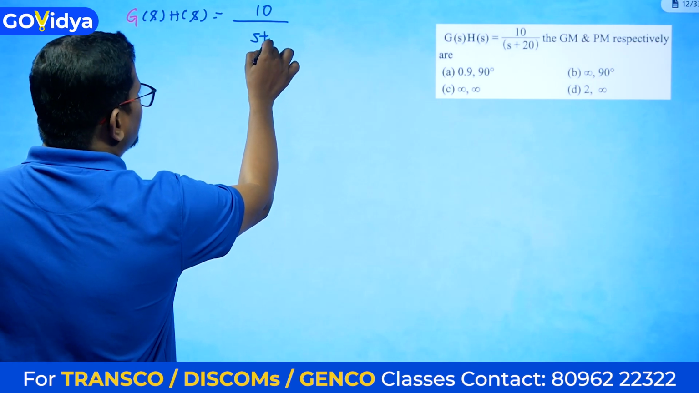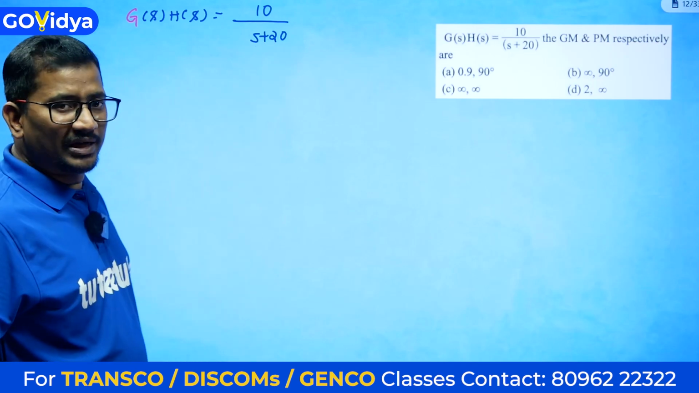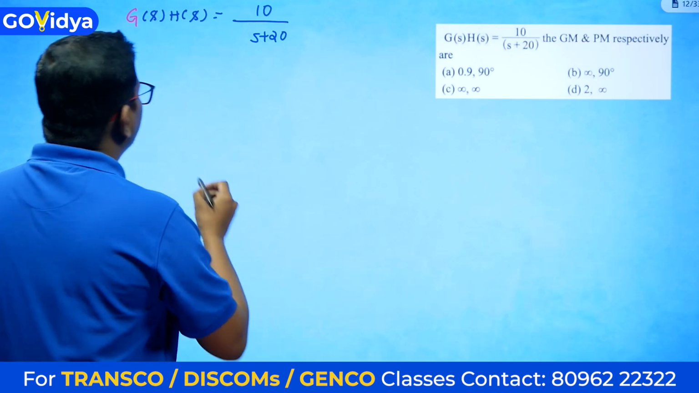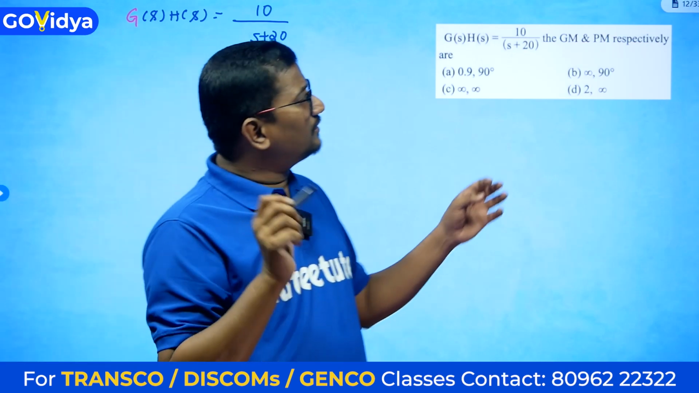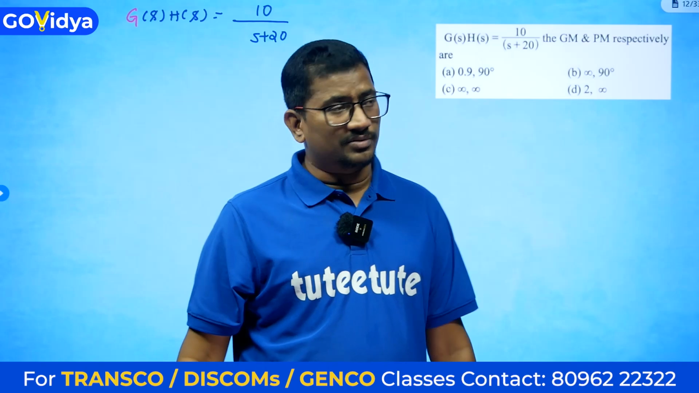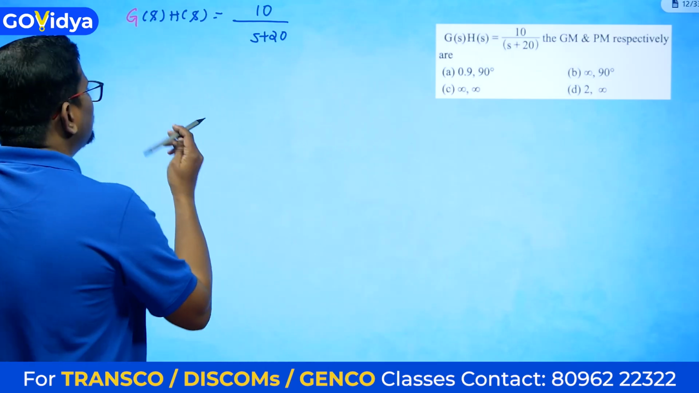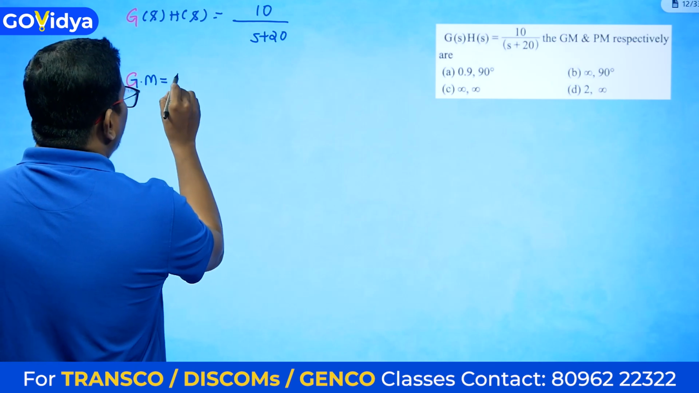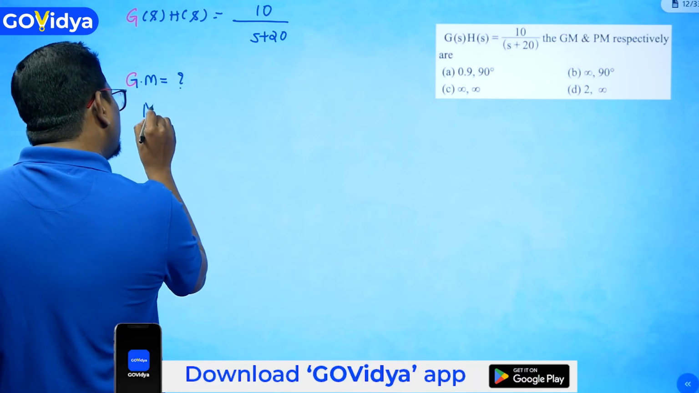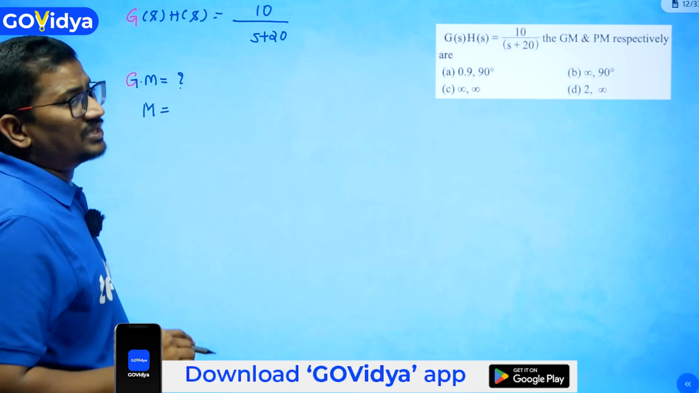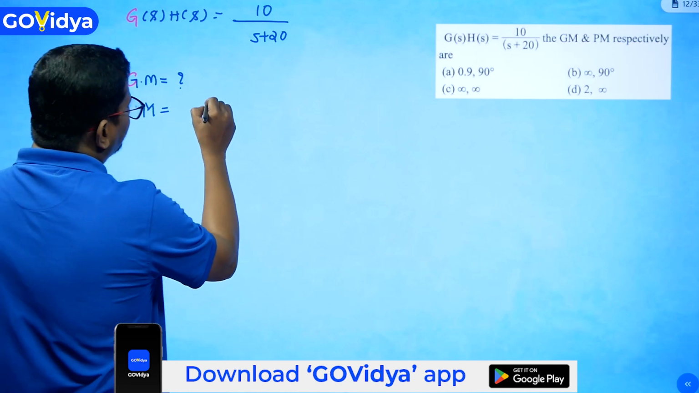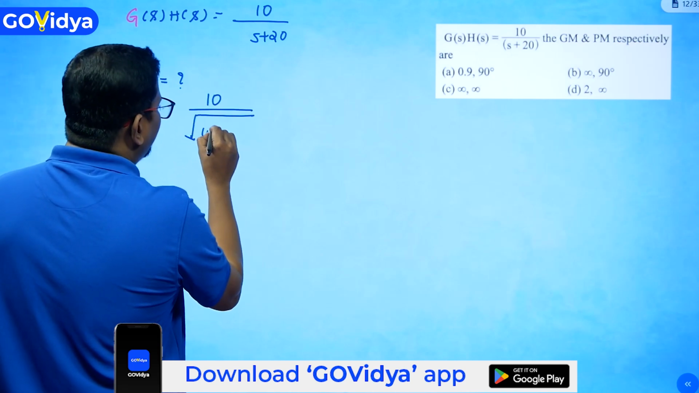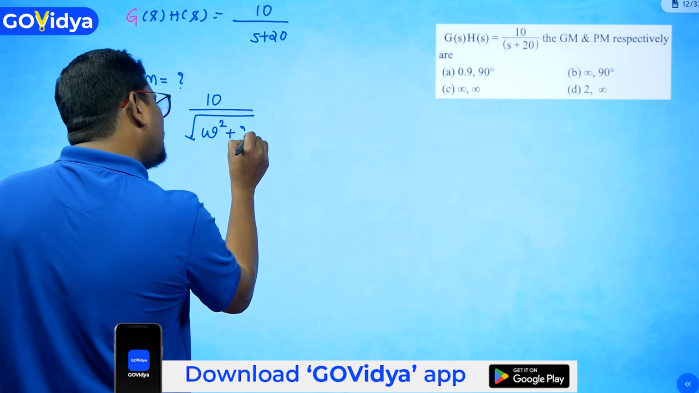Okay. If you see this question, they have given G of s, H of s is equal to 10 upon s plus 20. Now let's calculate the magnitude of this, because here we are going to calculate the gain margin and the phase margin of the system. So first calculate the gain margin. If you want to calculate it, first calculate the magnitude. What is the magnitude? Root of omega square plus 20 square.